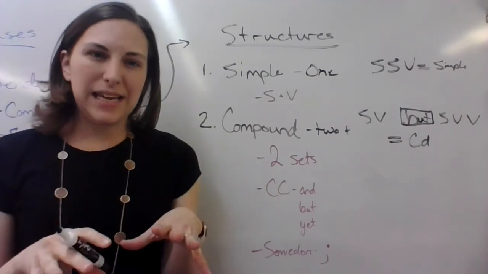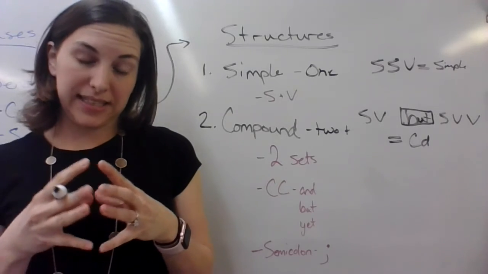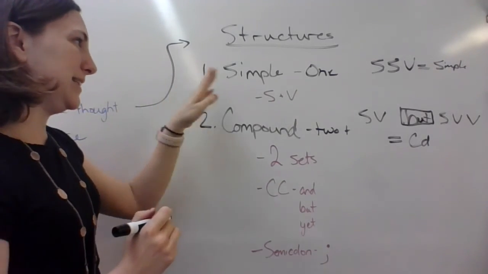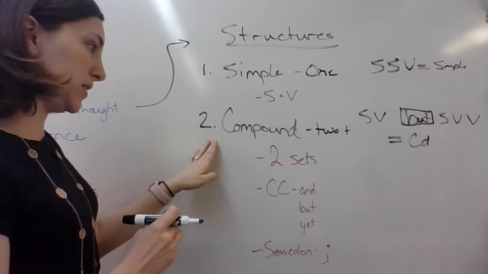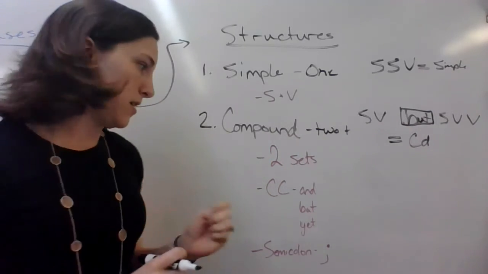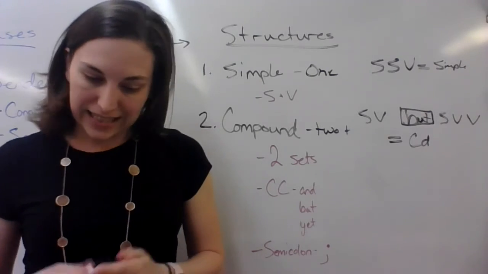It's just breaking it down to the simplest, easiest way possible to show you that simple sentences have one thought that they're trying to express. Compound sentences are two separate thoughts that they're trying to express, joined by a coordinating conjunction or a semicolon. And that's the idea.